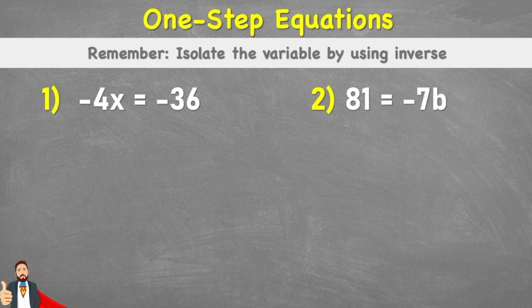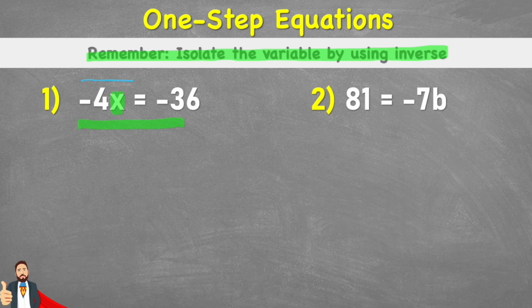Okay, so our golden rule today, or the thing to remember, is that we're going to try to isolate the variable by using the inverse. So what is the variable? Well, the variable is this unknown value just here, represented by an x. And if we read our whole equation, we have negative 4x equals negative 36.